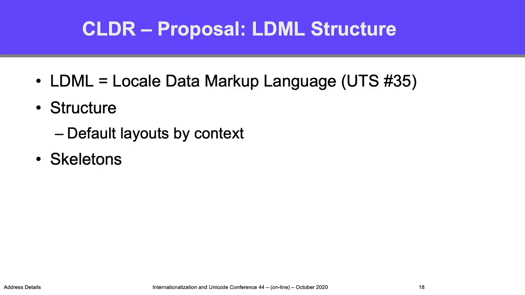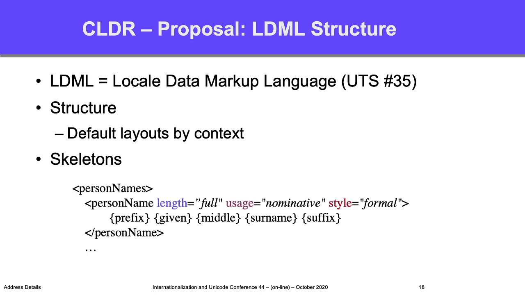Then these are put together in LDML, which is the Locale Data Markup Language, an XML structure that is set up through the Unicode Consortium and is spec'd out in UTS number 35. And then defining the structure, what the default layouts would be based on context. And then those layouts are determined by the skeletons or templates, an example of which is the following.